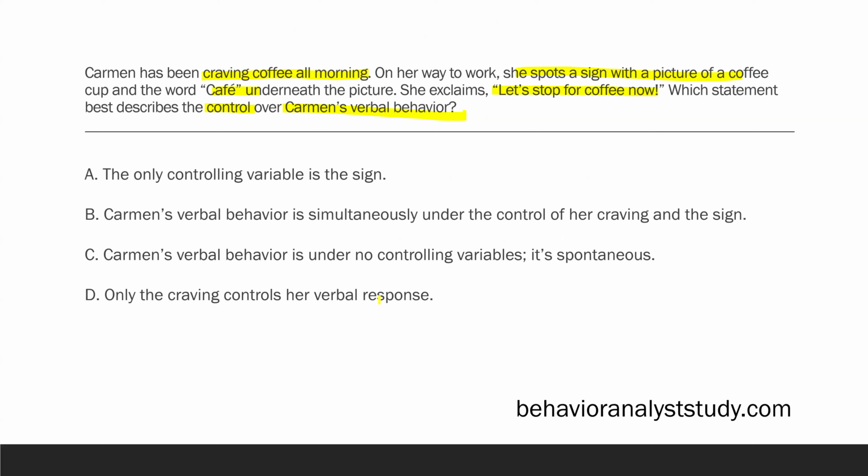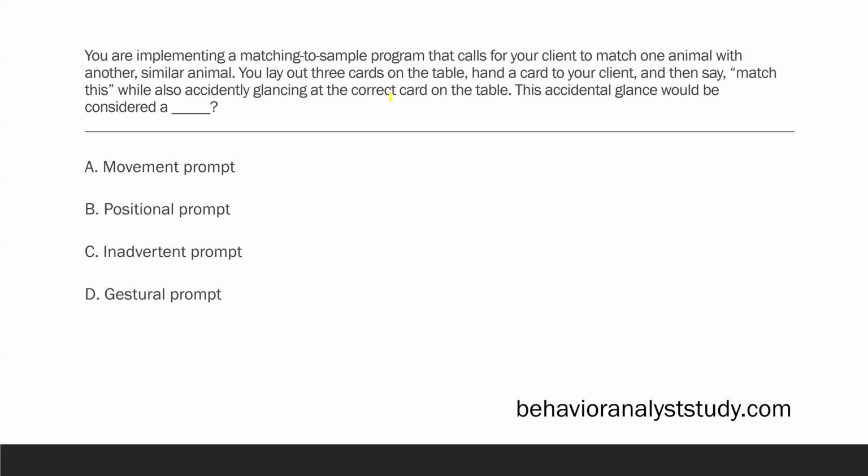D, only the craving controls her verbal response. She's had those cravings all morning. Only once she saw the sign did she say, let's stop for coffee now. So the cravings combined with the sign has influenced her verbal behavior. B, Carmen's verbal behavior is simultaneously under the control of her craving and the sign.